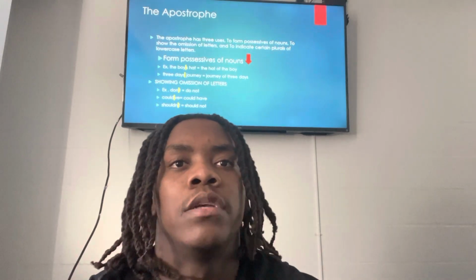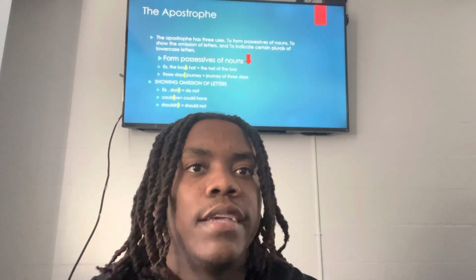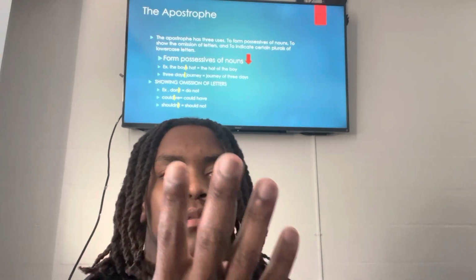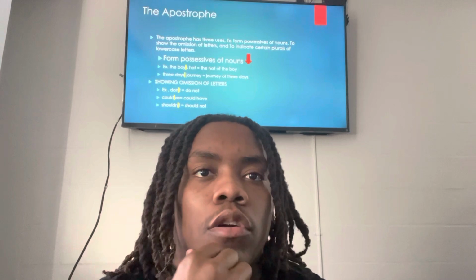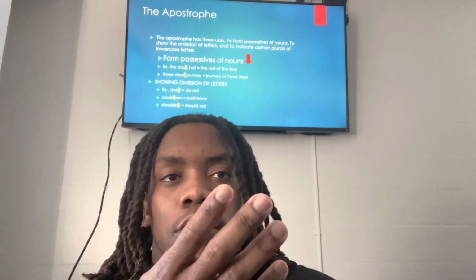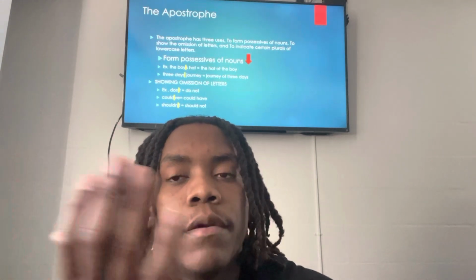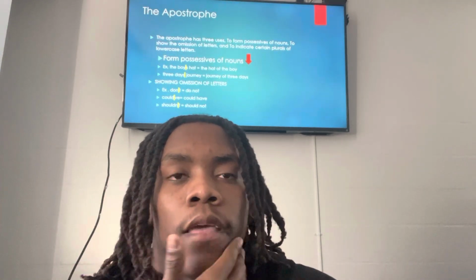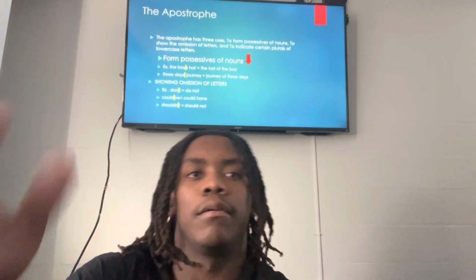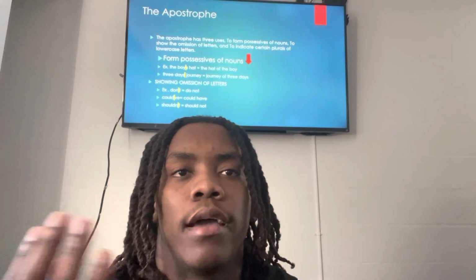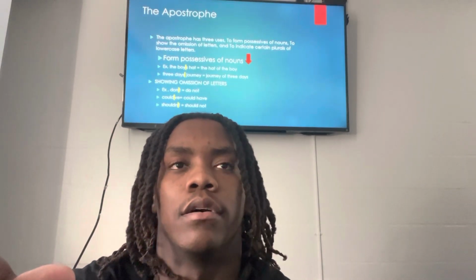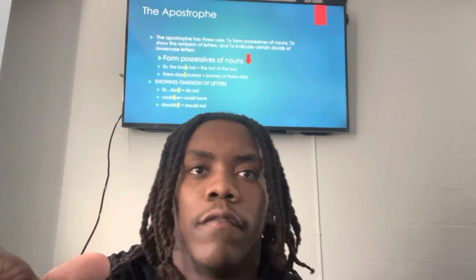Some examples showing omission of letters. Basically, omission of letters is when you combine two words. Like do not, the apostrophe can make it don't. Could have, the apostrophe can make it could've. And should not, the apostrophe can make it shouldn't. Same thing, it could be more like would not, wouldn't. Multiple ways you can use it in the apostrophe world of omission of letters.